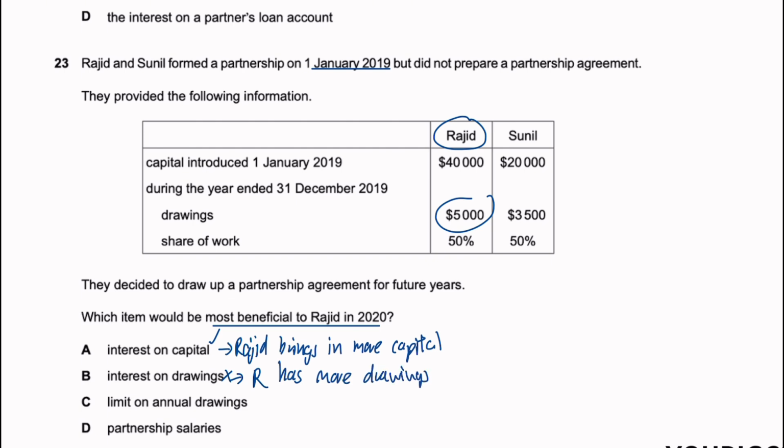C, limit on annual drawings. This is not good for Rajit as well, because he will have a lot of drawings actually. If you limit him, then it's not beneficial for him. Partner salary, no, because the share of work is quite equal. With an equal workload, it's likely that the salary he gains is almost similar to Sunil's.